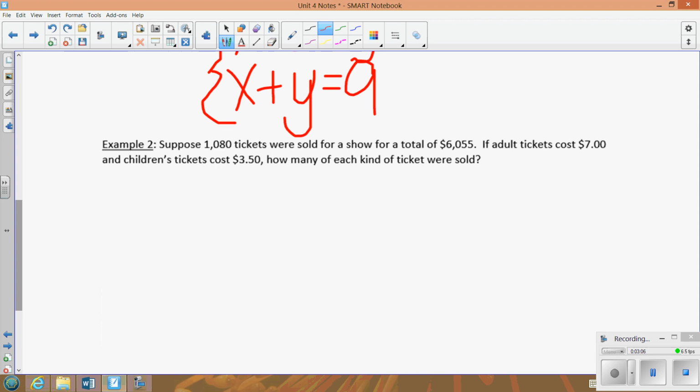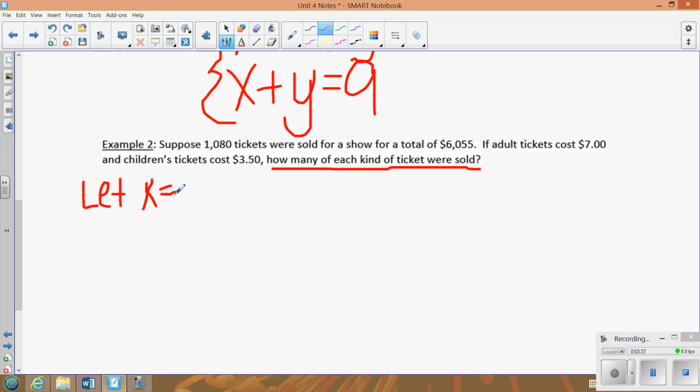Suppose 1,080 tickets were sold for a show for a total of $6,055. If adult tickets cost $7 and children's tickets cost $3.50, how many of each kind of ticket were sold? So again, look at that last sentence. How many of each kind were sold? There's 2 kinds, adult tickets and children's tickets. We want to know how many of each. So how many adult tickets, how many children's tickets, which means those should be your let statements. Those should be your 2 variables.